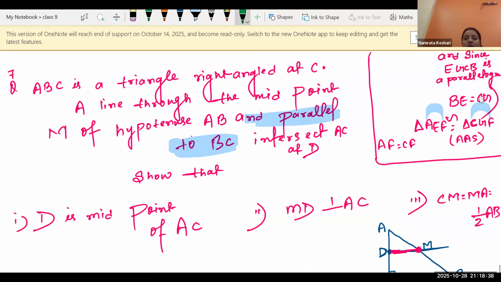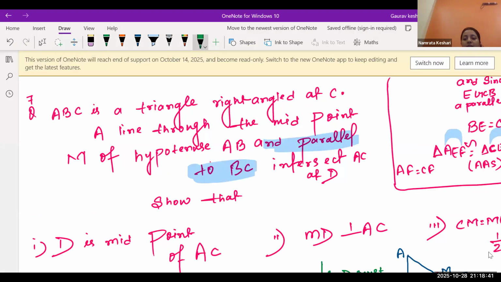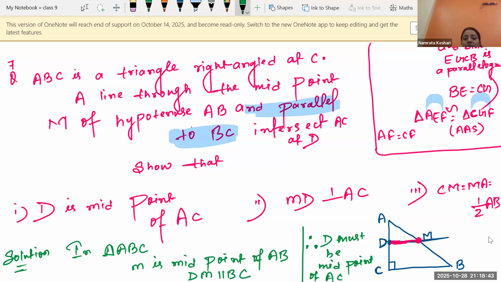Yes, ma'am. Now you have to prove that MD is perpendicular to AC, that it is making 90 degrees. Just a moment, let me check what can be done. If I take two triangles which are congruent with each other, just a moment. Meanwhile, you finish the first part of the proof.